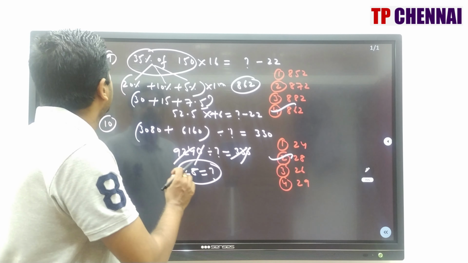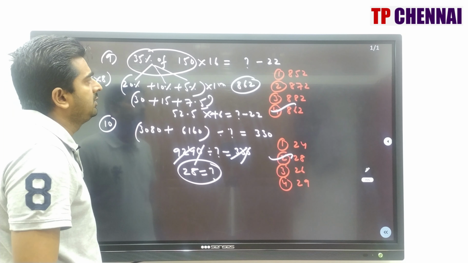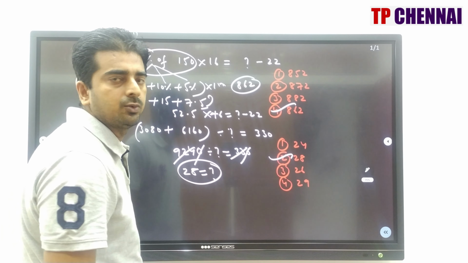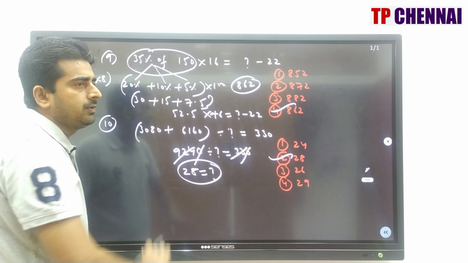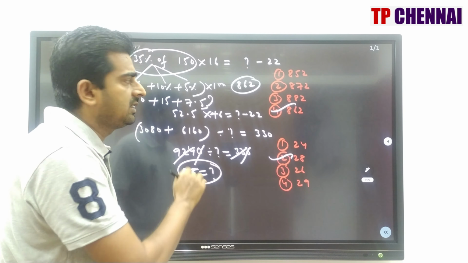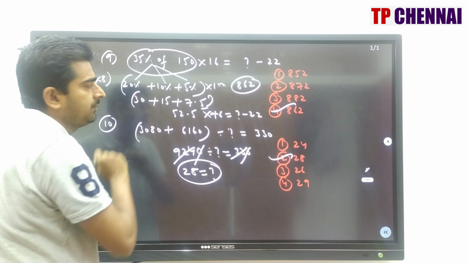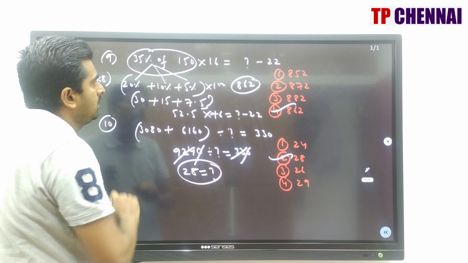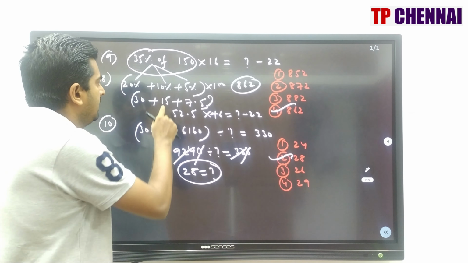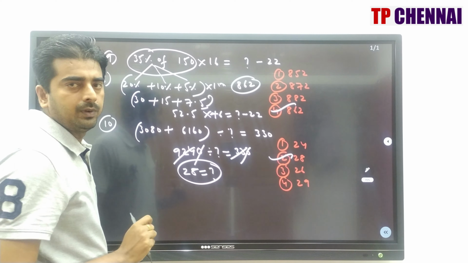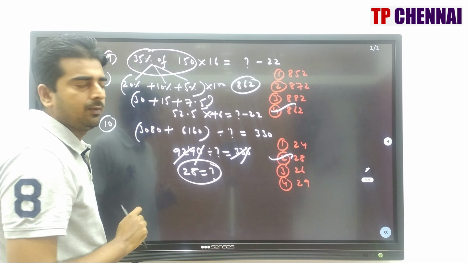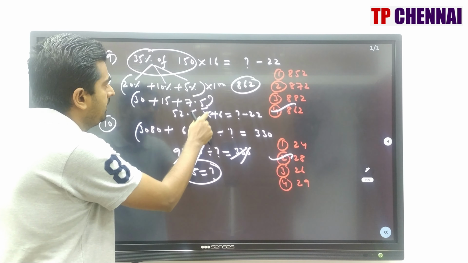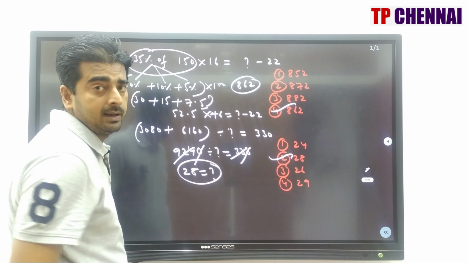Again I am repeating. 9th one, 35% of 150 into 16 is equal to question mark minus 22. 35% of 150 itself is a hectic task, so I break this number as 20% plus 10% plus 5%. What is 20% of 150? 30. 10% of 150 is 15 and 5% is 7.5. If you add, 52.5 into 16 is equal to question mark minus 22.